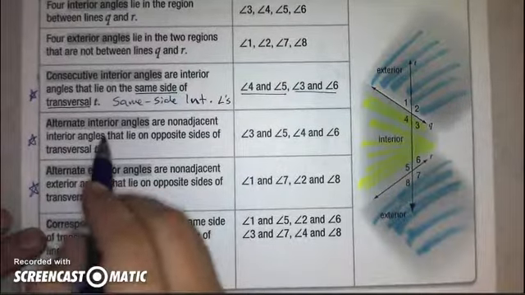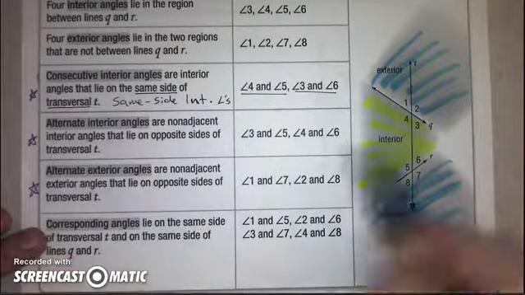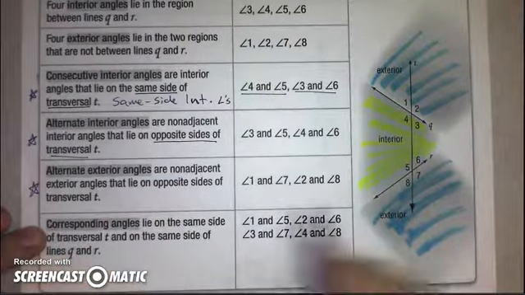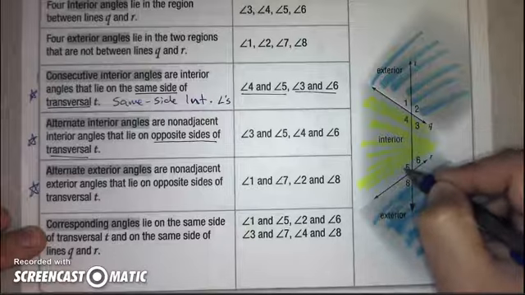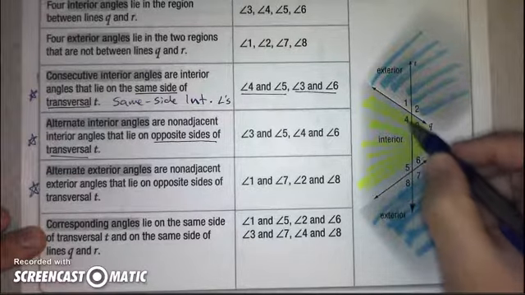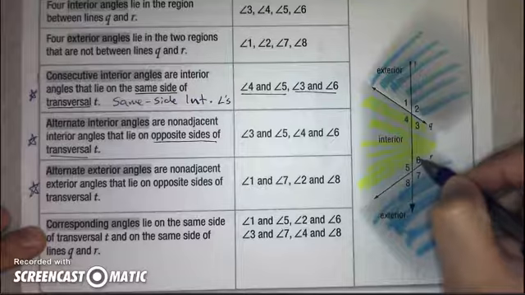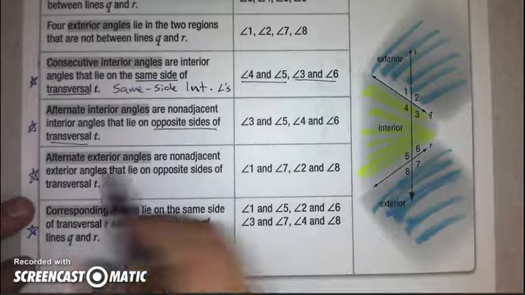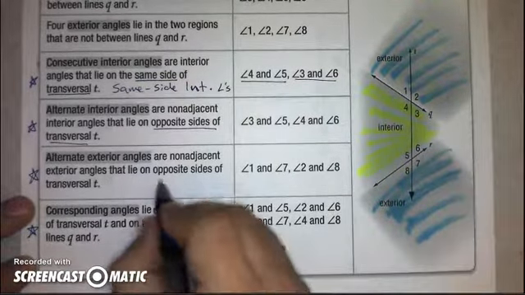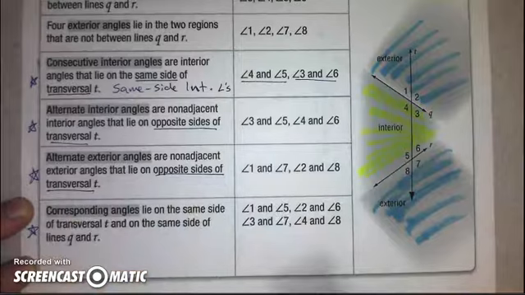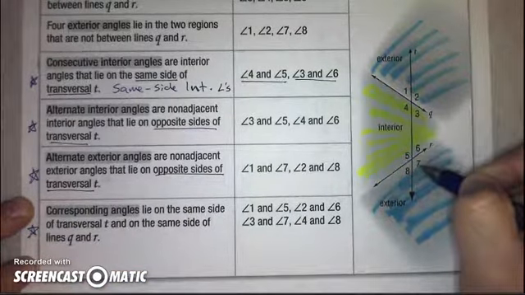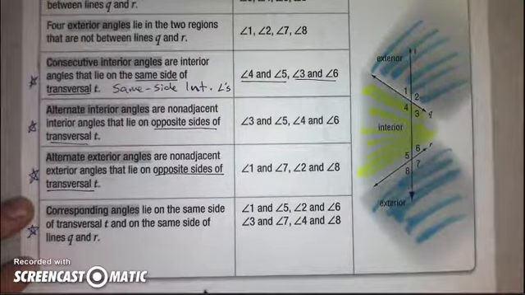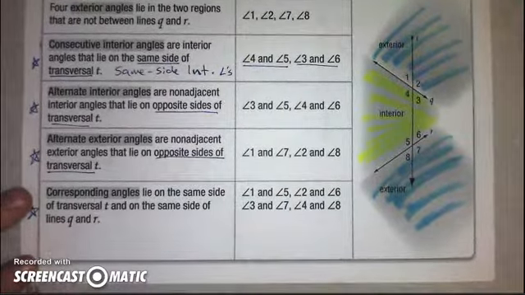Then we have alternate interior angles, which again are the interior angles, but they are on opposite sides of the transversal. So angles like 3 and 5 are alternate interior angles, and 4 and 6 are alternate interior angles. And you also have alternate exterior angles, which are in the outside portions but are on opposite sides of the transversal, T again. So angle 1 and angle 7 are alternate exterior, and angle 2 and angle 8 are alternate exterior angles.